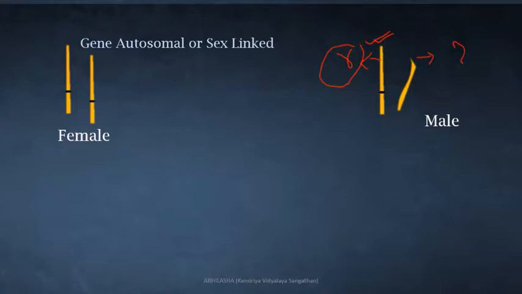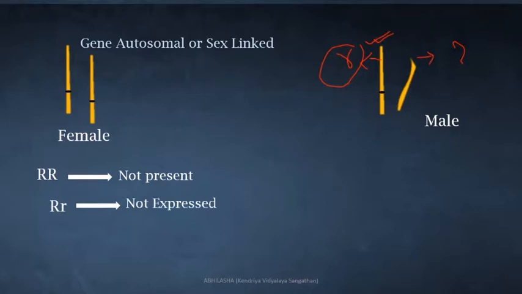Now let's understand this situation. Suppose a trait is recessive and is located on X chromosome. Now, in some females, it can be capital RR, so small r is not present, it is not expressed. If it is capital R, small r, it is present, but since capital R is present to suppress it, small r will not be seen. If it is small r, r, then only in females this trait is expressed.